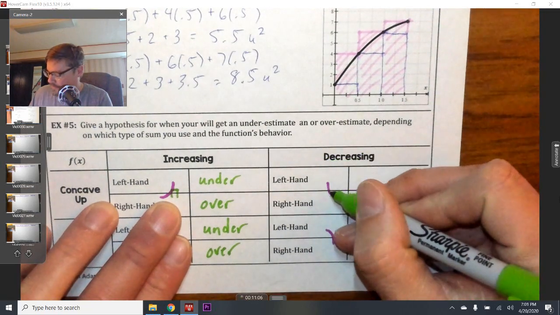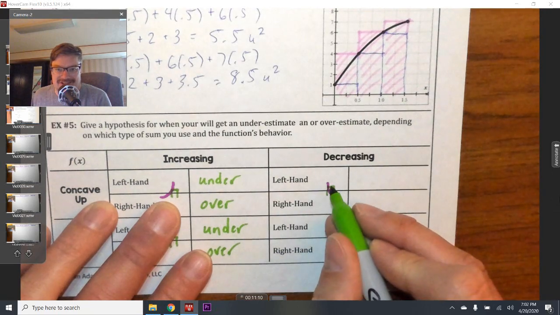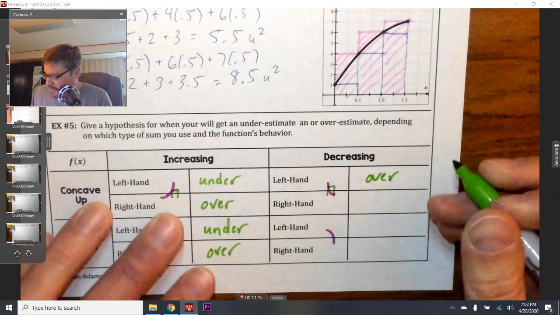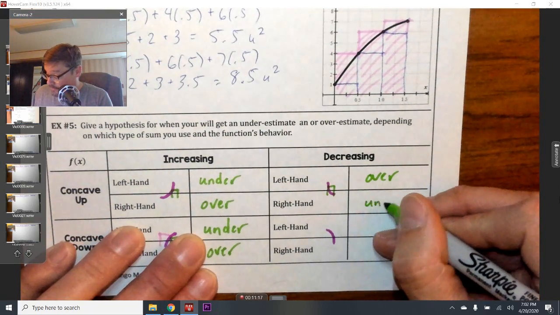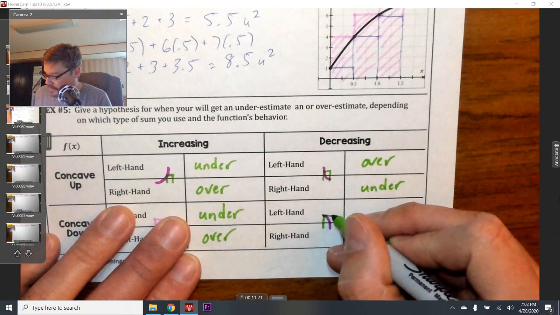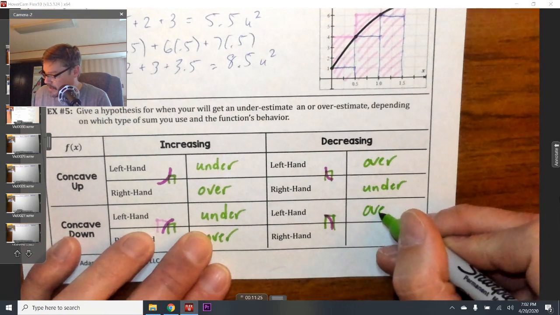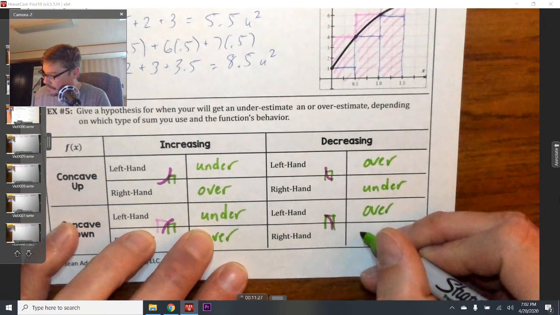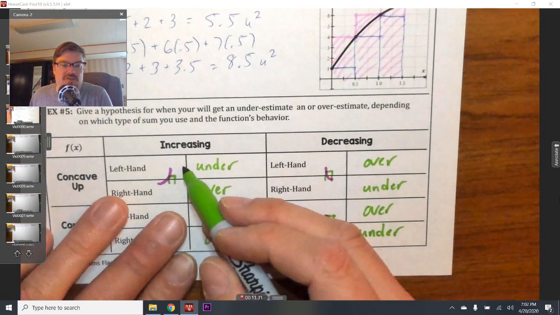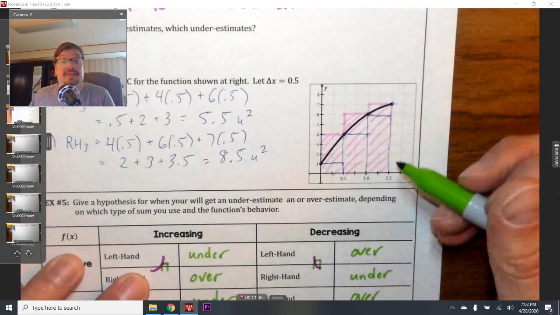So let's go this way. If we have a left, you can see that that would be an overestimate because I'm touching the left top of the rectangle. It would be over. So that makes the right an under. Now if I have a left here, you can see that that would also be an over, and the right would be an under. So it helps to draw these little pictures rather than have this memorized. It's good to understand what's happening.